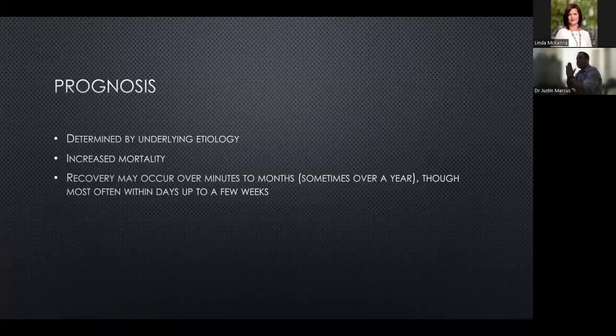In general, though, there is an increase in mortality in somebody with a toxic metabolic encephalopathy, which is probably not too surprising. Recovery can occur over minutes, again, with things like alterations in glucose acutely, to months, and sometimes over a year, which is rare, but this can be a bit longer to bounce back in somebody, for example, with dementia, multiple strokes, other neurodegenerative disorders like Parkinson's disease. But most often, the patient improves within a couple of weeks. So generally, the prognosis is fairly good.